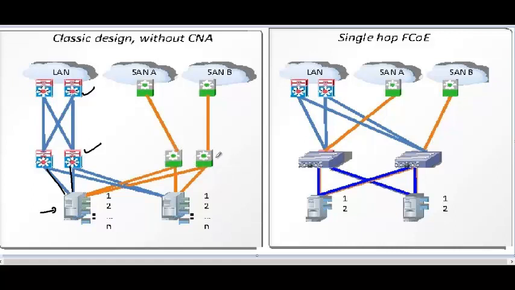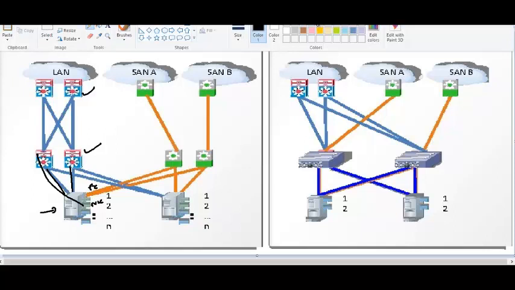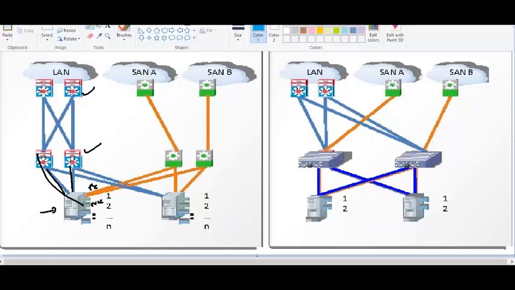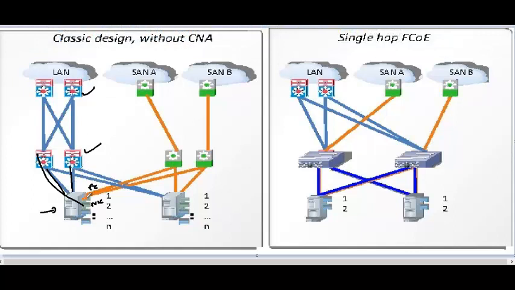So you need to have an FC card, fiber channel, and an Ethernet card, the NIC card. From the NIC card, you will have an Ethernet connection. From the FC card, you will have a fiber channel connection, the FC port, the fiber channel port.